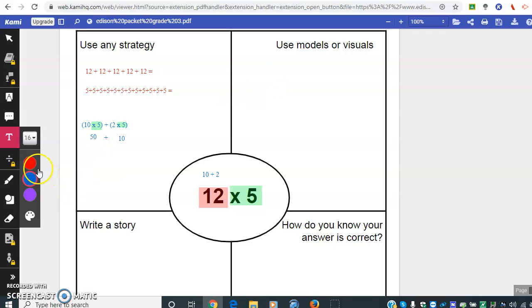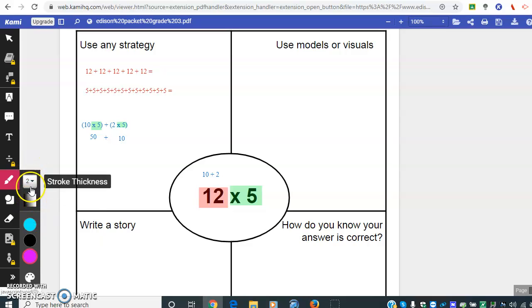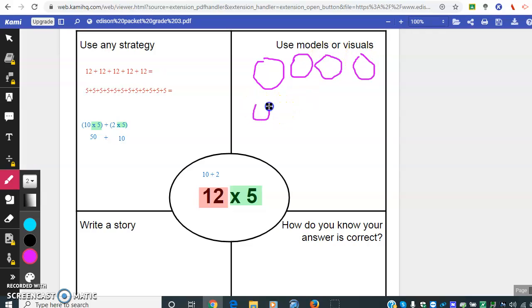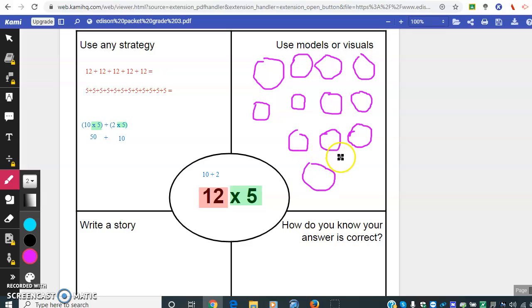I'm going to draw a picture, and I'm going to do it by making 12 groups. 1, 2, 3, 4, 5, 6, 7, 8, 9, 10, 11, and 12.